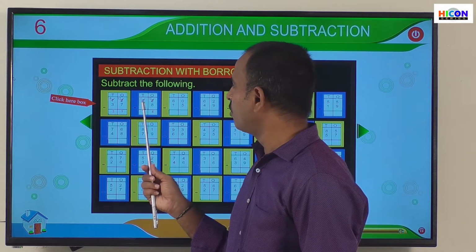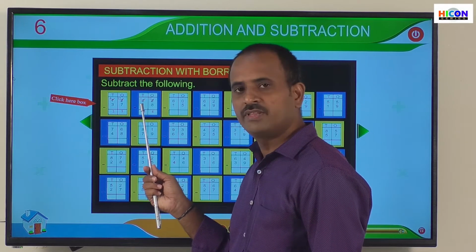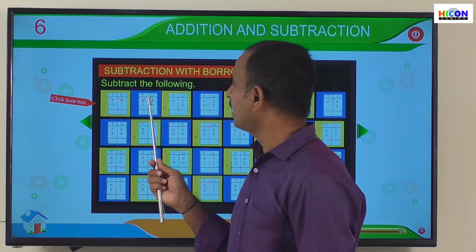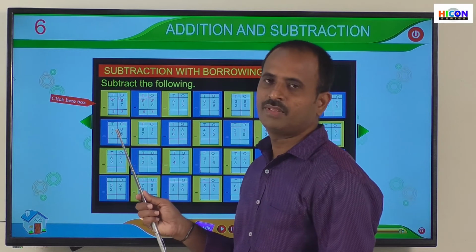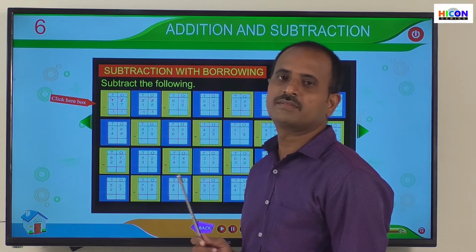So if you borrow 1 ten from 2 tens, how many tens will be left there? There will be remaining 1 ten. So strike off 2 and write 1. That means there will be only 1 ten. And now carry that 1 ten to the ones place.